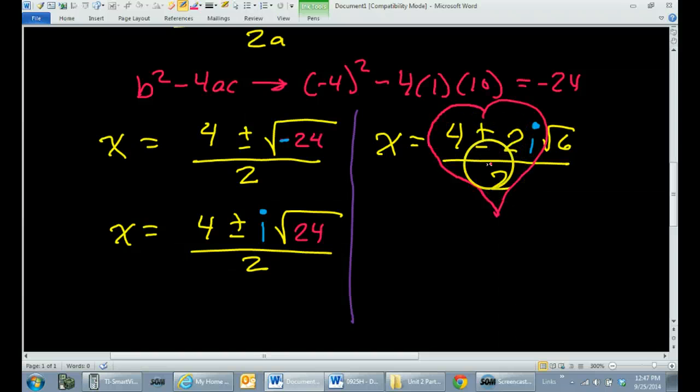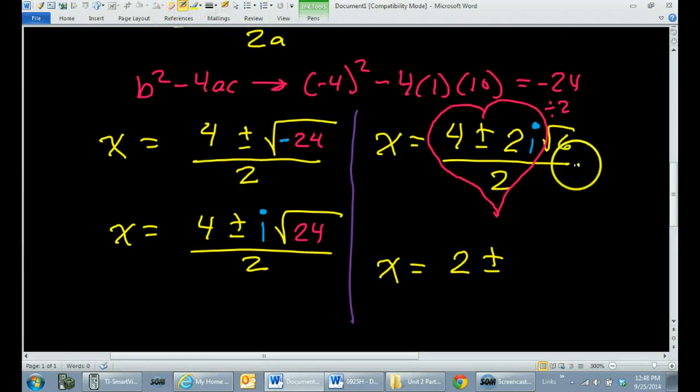If these three numbers are all divisible by 2, let's go ahead and do that. Let's divide all three. It has to be all three. That's part of why I'm drawing the heart. You can't just do 2 of them. You have to draw the heart and do all three. If I divide all three of these numbers by 2, then I'm going to get x equals 4 divided by 2, so that's 2, plus or minus, and 2 divided by 2 is 1, but I don't need to put the 1.